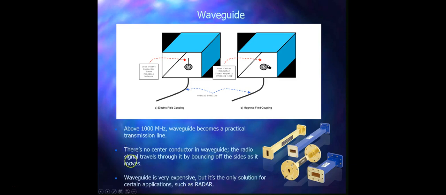And let's read above 2 points as well. Above 1000 megahertz, waveguide becomes a practical transmission line. There is no center conductor in waveguide. The radio signal travels through it by bouncing off the sides as it moves.